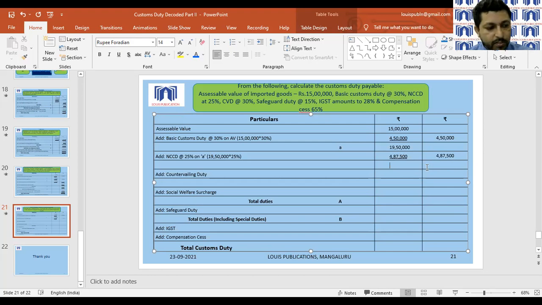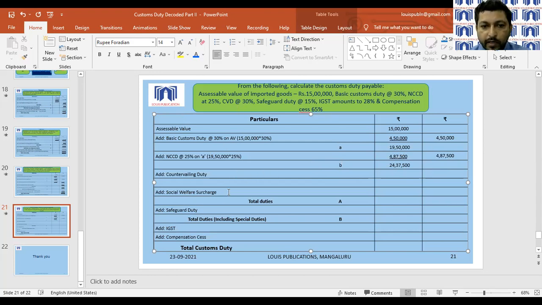And I will add this up. 4,87,500 plus 19,50,000 will be 24,37,500. I will call this B. So let's give the name as B, that is after adding NCCD.